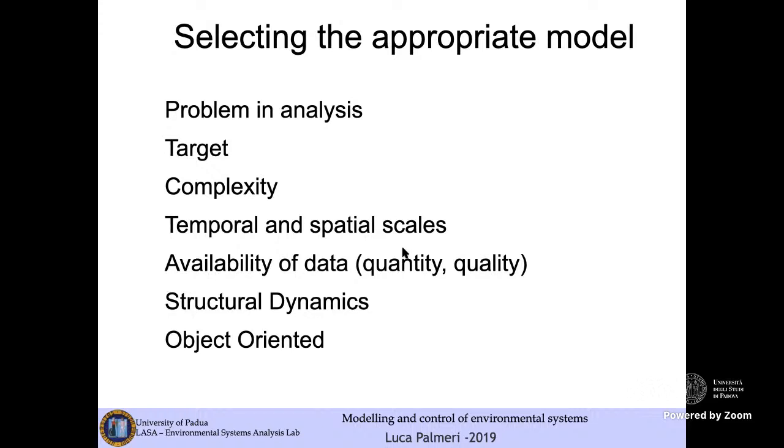Another important criterion is that of the availability of data in terms of quantity and quality of data. Just to say that it is useless to implement a mathematical description of my system with a very detailed description of several processes if I'm not able to gather data on these processes with an adequate quantity and adequate quality.